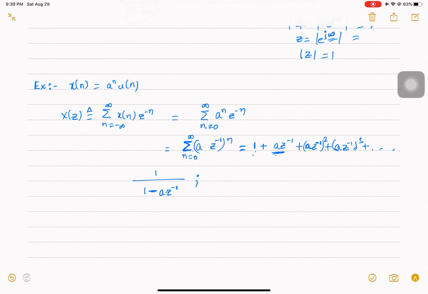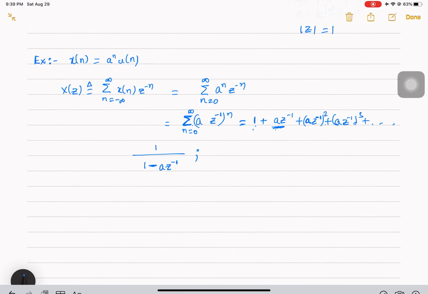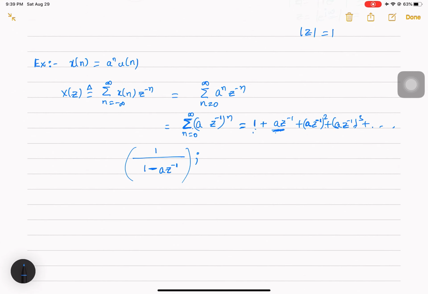If the magnitude of az inverse is greater than 1, what is going to happen? The series diverges, and the sum goes to infinity. When will the sum be finite? This is only when the mod of az inverse is less than 1, that is, mod z is greater than mod a. This is the case, and all the values of z whose lengths are greater than the mod value of a, those set of points will come in the region of convergence.